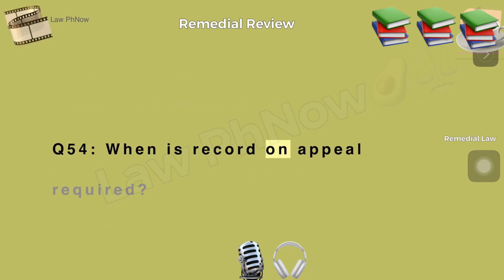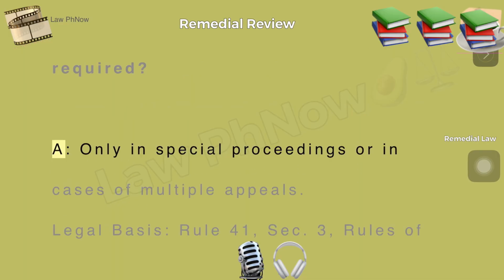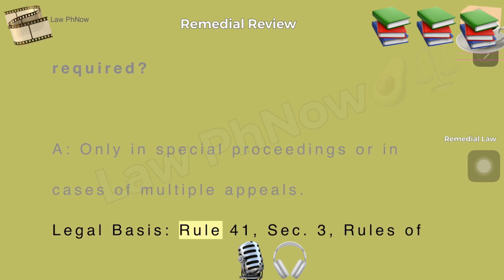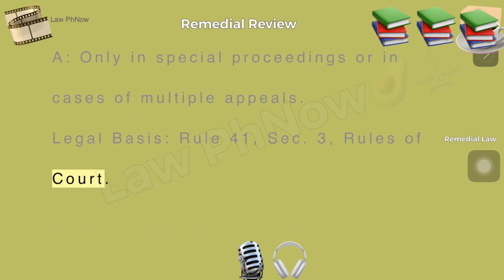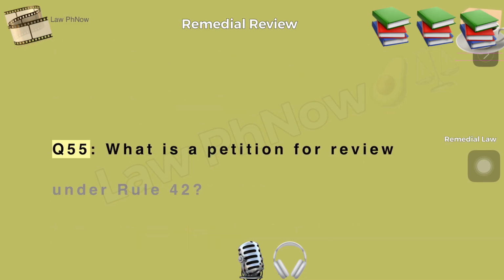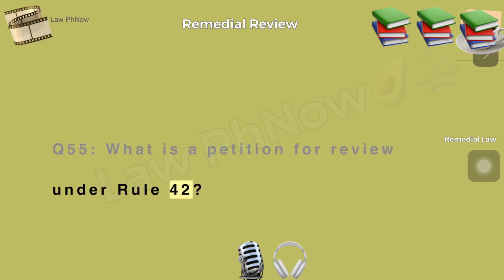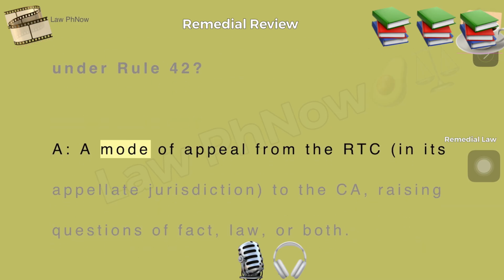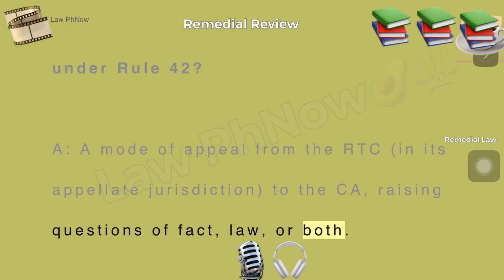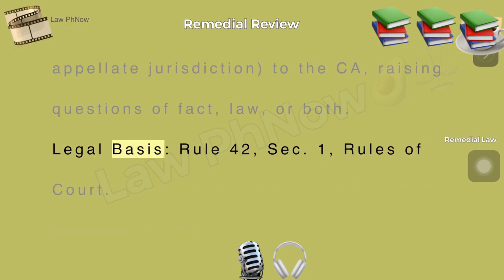Q54. When is record on appeal required? A. Only in special proceedings or in cases of multiple appeals. Legal basis: Rule 41, Section 3, Rules of Court. Q55. What is a petition for review under Rule 42? A. A mode of appeal from the RTC, in its appellate jurisdiction, to the CA, raising questions of fact, law, or both. Legal basis: Rule 42, Section 1, Rules of Court.